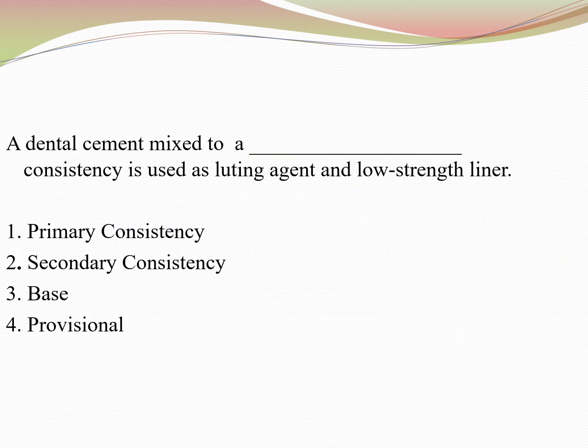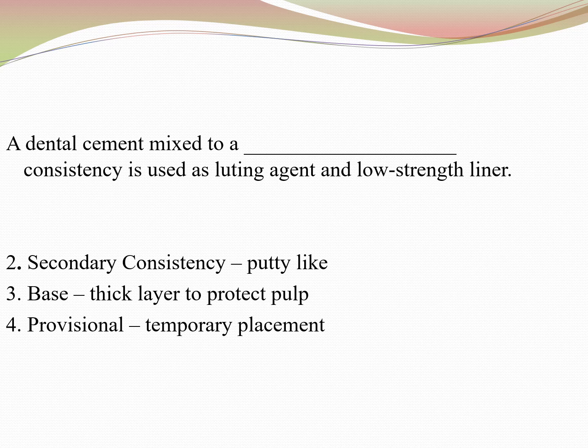A dental cement is mixed to a blank consistency and used as a luting agent and a low strength liner. So these I would definitely be aware of: your primary consistency, secondary consistency, whether it's a base or provisional. So look at those answers, pick yours out, and we're going to discuss these.